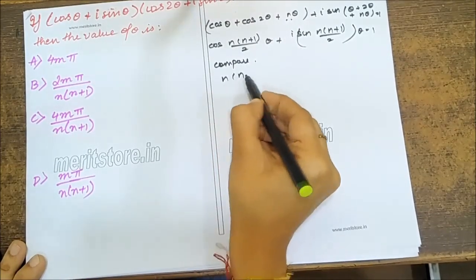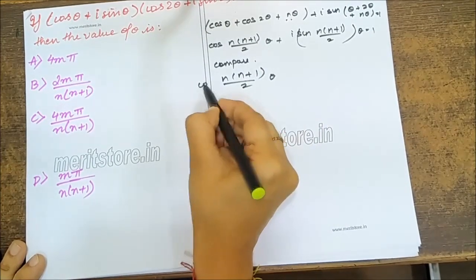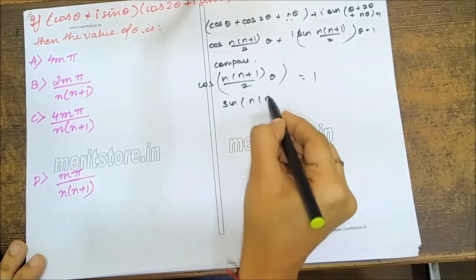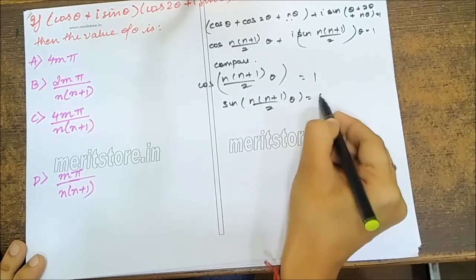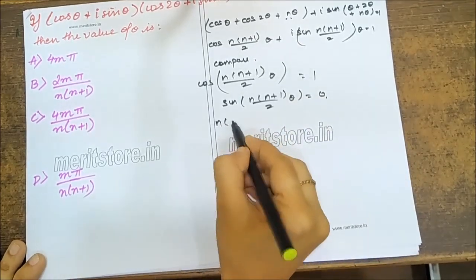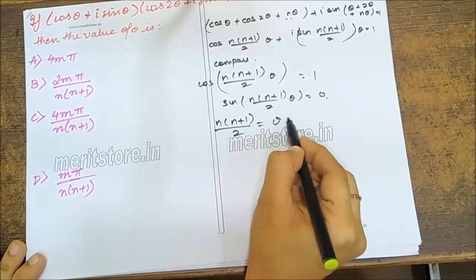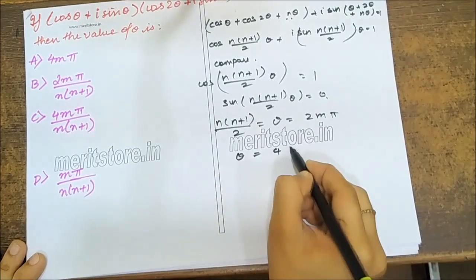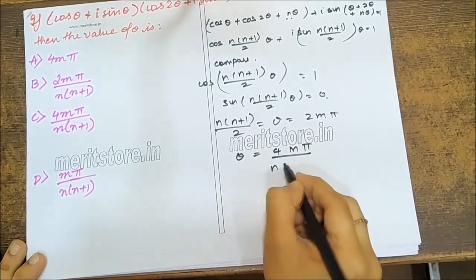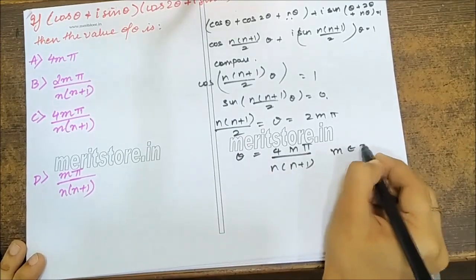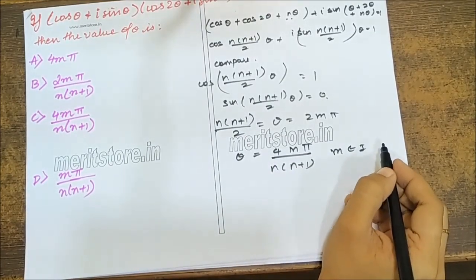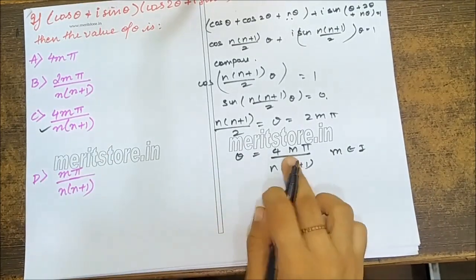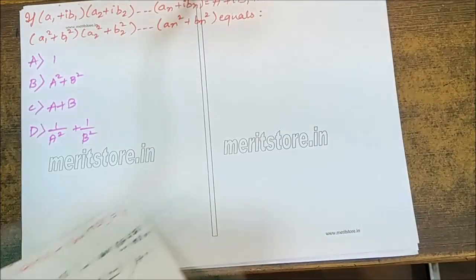When I compare, what I get is cos of n into n plus 1 upon 2 theta is equal to 1, and sin of n into n plus 1 upon 2 theta is equal to 0. So n into n plus 1 upon 2 theta is equal to 2m pi, and theta is equal to 4m pi upon n into n plus 1, as n belongs to integers. So your answer is C, 4m pi upon n into n plus 1.